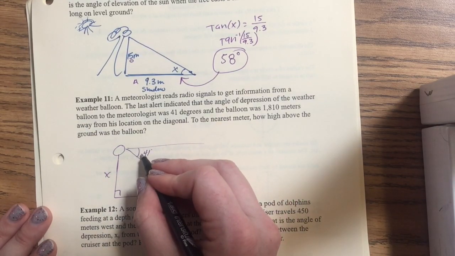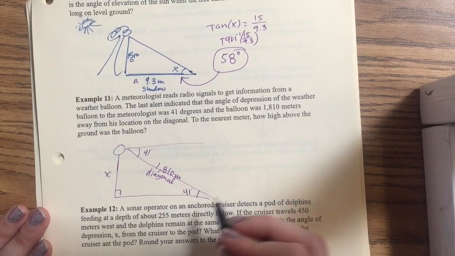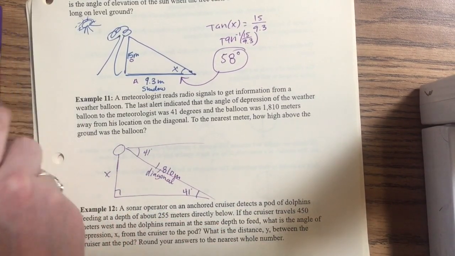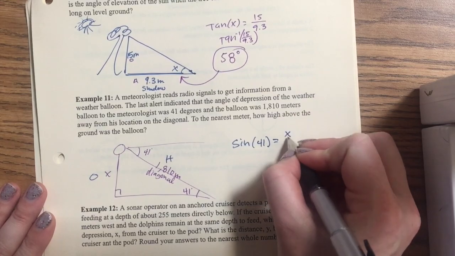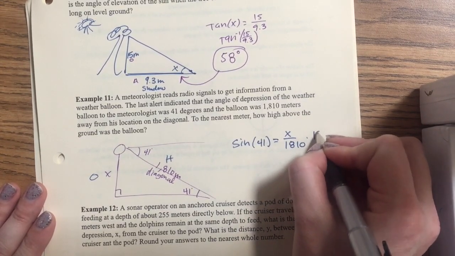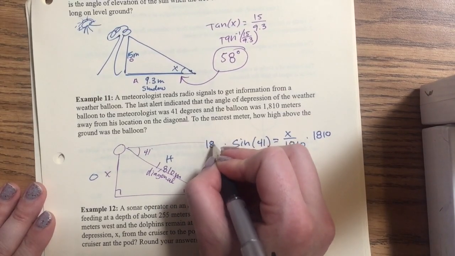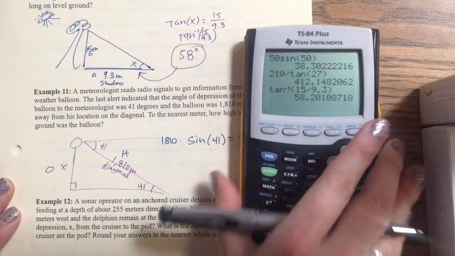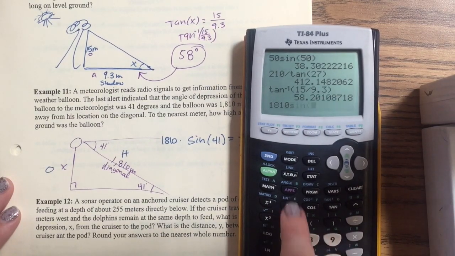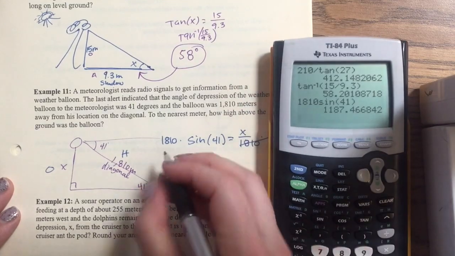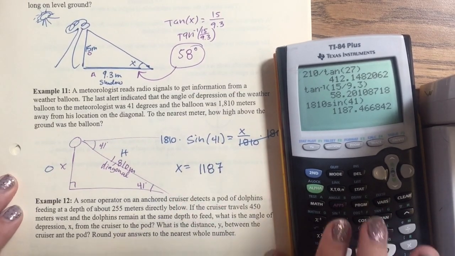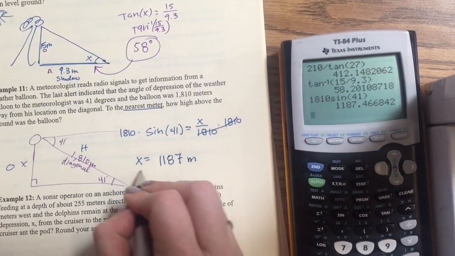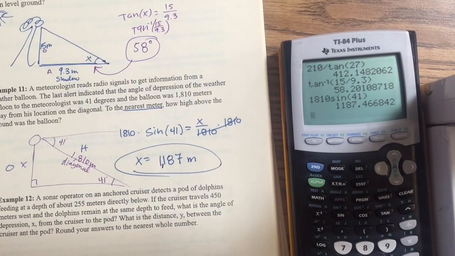Alternate interior means if the depression is 41, this one will also be 41 for the elevation up at the balloon. Now I can label O, H. Sine of 41 equals O over H. Multiply by it to get it out of the denominator and to get the x alone. 1810 sine of 41 equals, to the nearest meter, 1,187 meters. That's how high the balloon is above the ground.